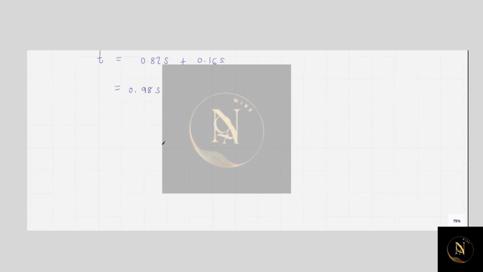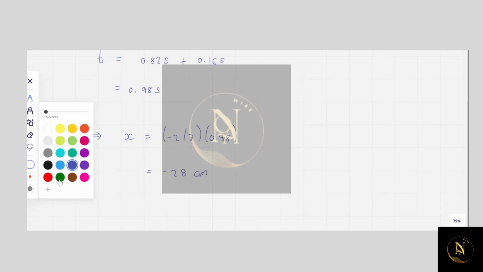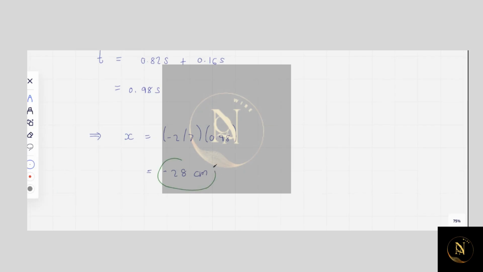So at time 0.98 seconds, the two particles are in the same position, and this position is x, which is minus 2/7 times 0.98, the equation for particle 1, and this gives us the position x equal to minus 28 centimeters. So that's the position along the x-axis where particle 2 will collide again with particle 1.